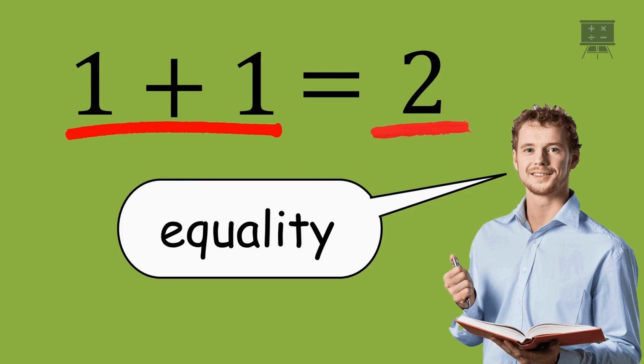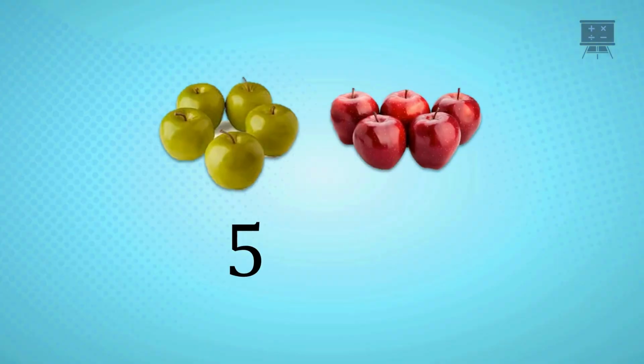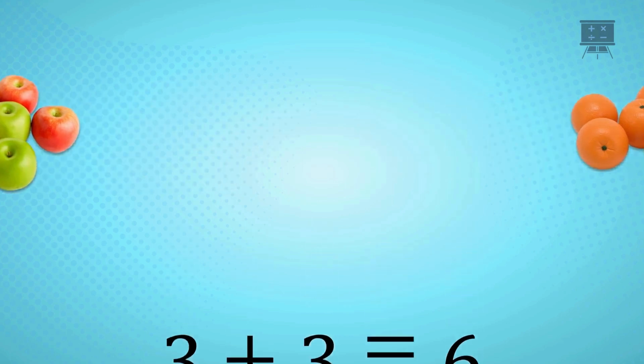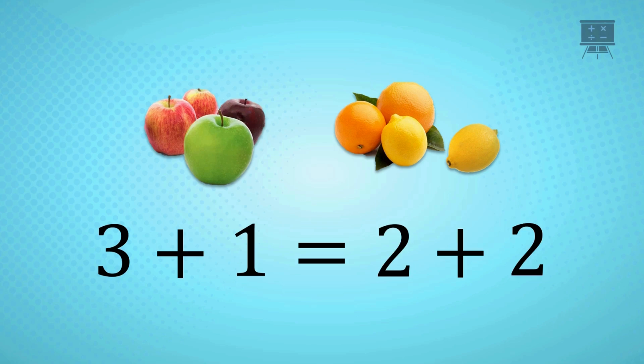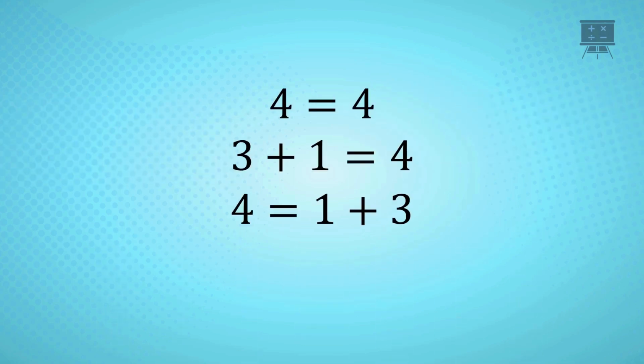We can better understand the equal sign by counting. The count of green apples equals the count of red apples. The count of red and green apples equals the count of oranges. The count of red and green apples equals the count of oranges and lemons. Any expression can be placed on both sides of the equation as long as the equal sign is satisfied.